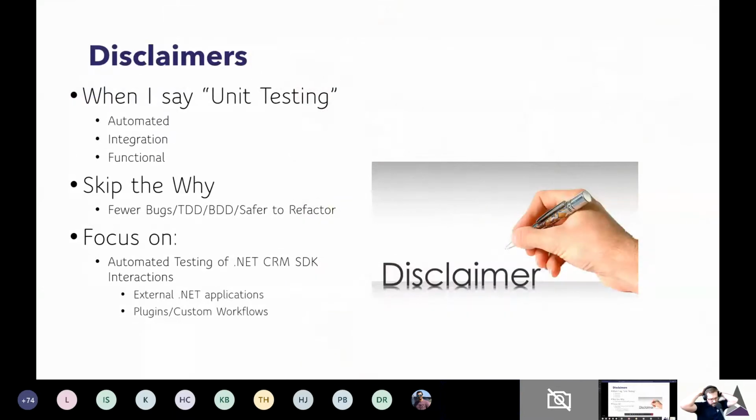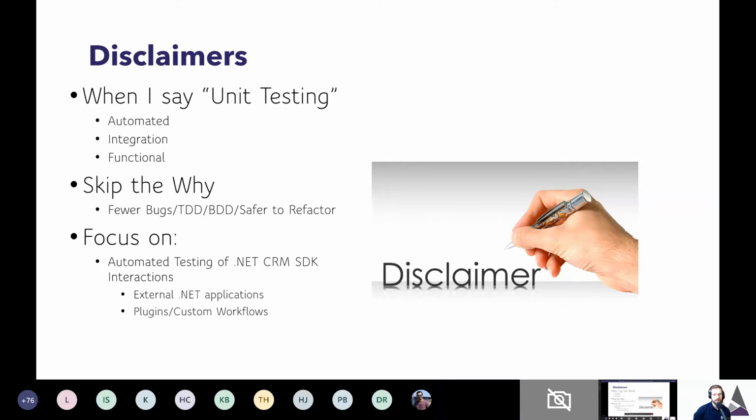When I say unit testing in here, I'm really not meaning unit testing for the most part. I'm really meaning automated testing or maybe integration testing. There are certain levels that people who are religious about it would distinguish: this is unit testing, this is integration testing, this is functional testing. I'm just going to say unit testing because it's faster to say than automated testing or functional testing. So just know that.